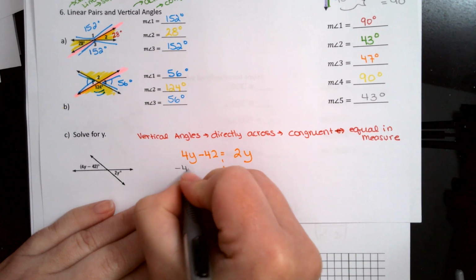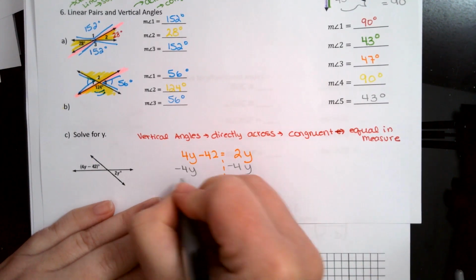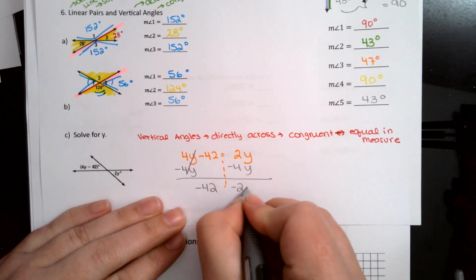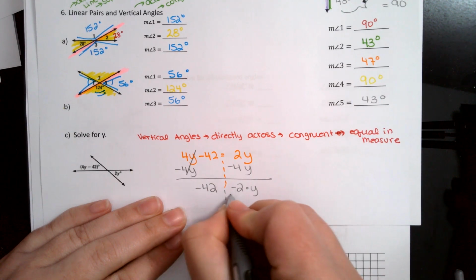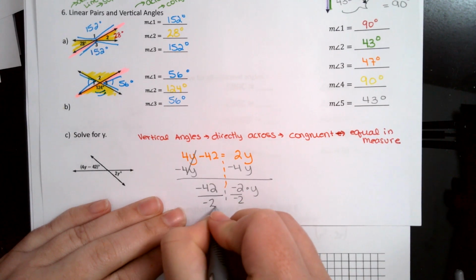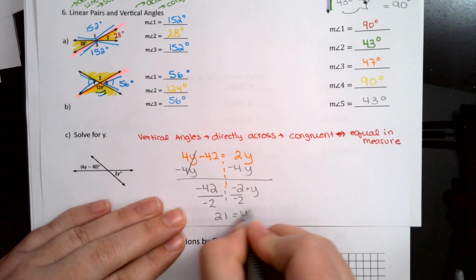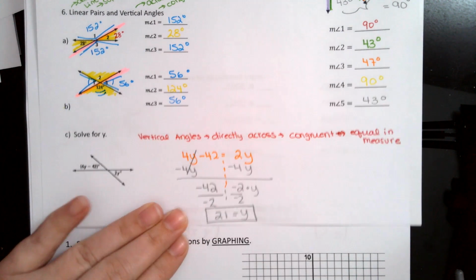I'm going to go ahead and subtract 4y on both sides. Bring down the negative 42. Negative 2 times y. Divide by negative 2, divide by negative 2. Negative negative gives us a positive 21. It is asking us to solve for y, so we are done here.